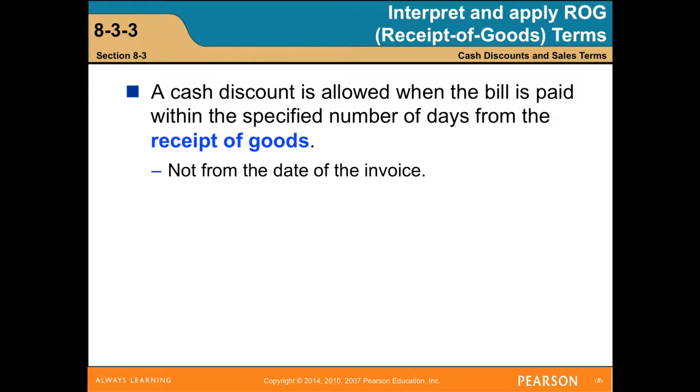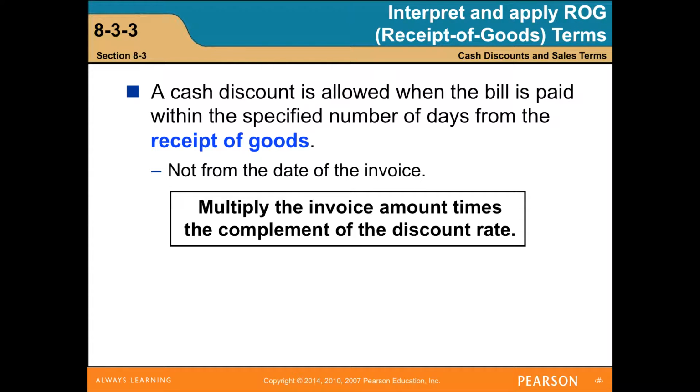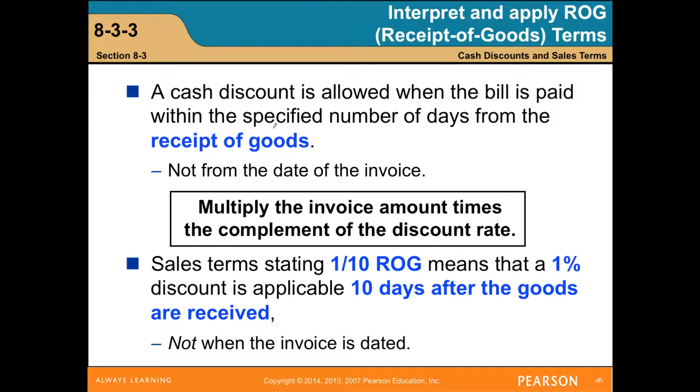A cash discount is allowed when the bill is paid within the specified number of days from the receipt of goods, not from the date of the invoice. Multiply the invoice amount times the complement of the discount rate. So suppose sales terms reading 1/10 ROG, which is receipt of goods, means that a 1% discount is applicable 10 days after the goods are received, not when the invoice is dated. So a little differently from EOM.